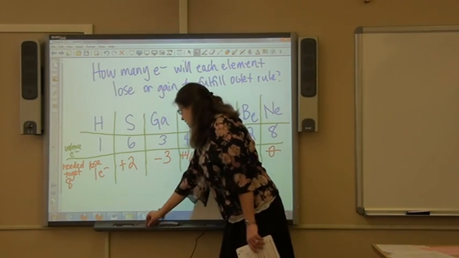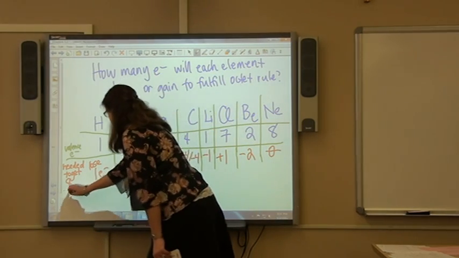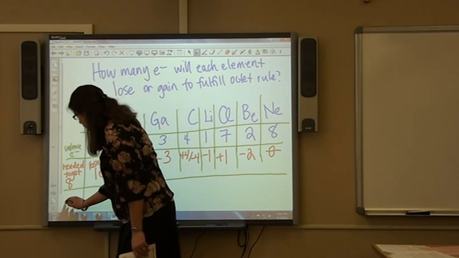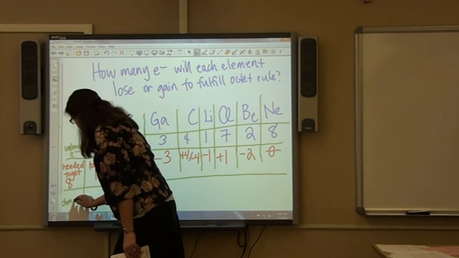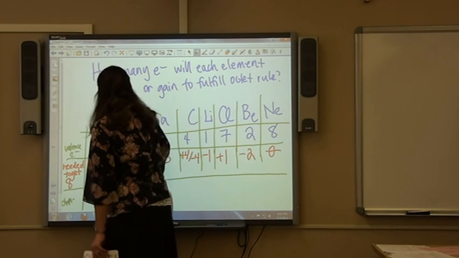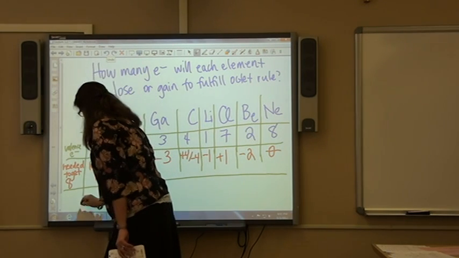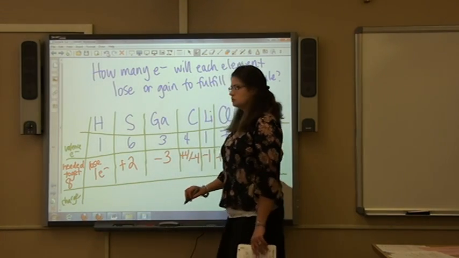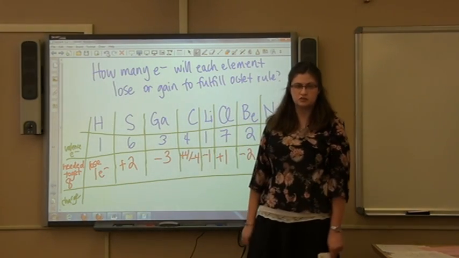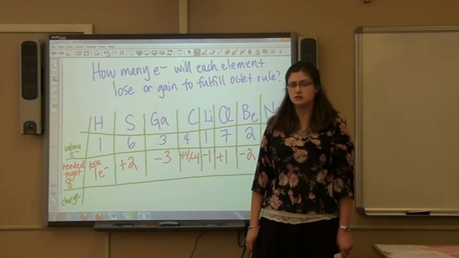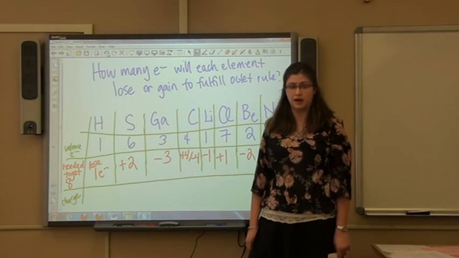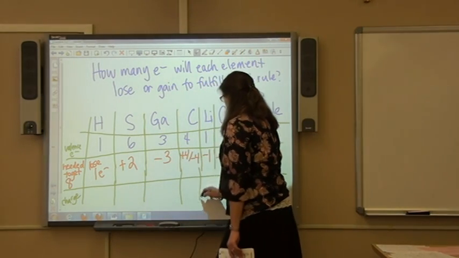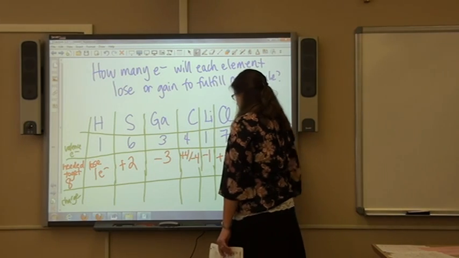Now, the tricky thing is that when you subtract an electron, you're having a positive charge because electrons are negative. So if you subtract an electron, your charge is going to go more positive. So the charge here for hydrogen after losing an electron is not going to be -1. It's the opposite.